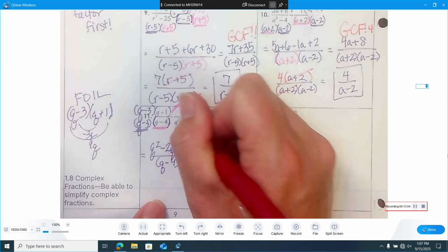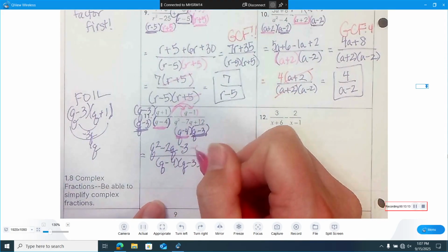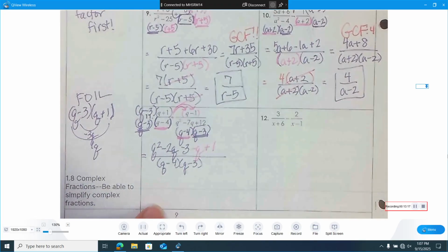Yeah. It's as if this was a factor, and we have to distribute that negative to both things in the numerator. Okay? So this becomes negative q, and negative times negative 1 becomes positive 1. We're subtracting both terms, so you are going to change the sign. Okay? All right, I'm going to do a little cleanup.